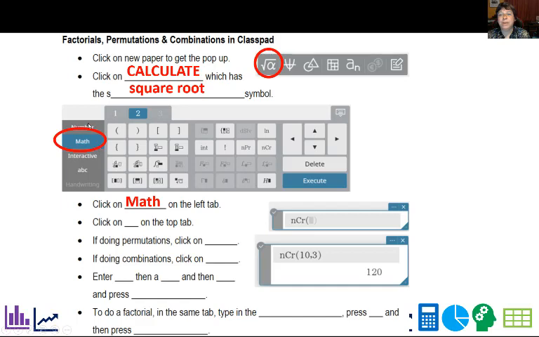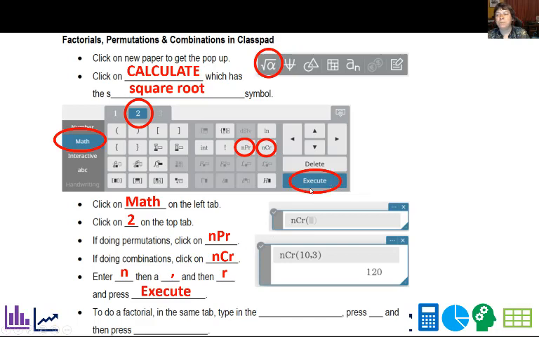So initially it's going to be on number. You have to click on Math. Then click on 2 up here. And if you're doing permutations, click on that one. If you're doing combinations, you click on that one. Then you enter in your n with a comma. So you're going to have to put the comma in here. And then your r. And then you press this execute button.